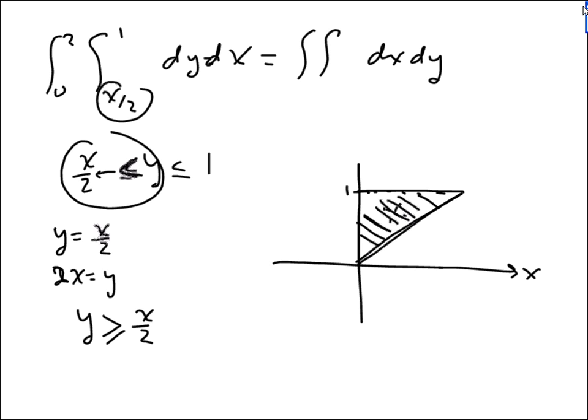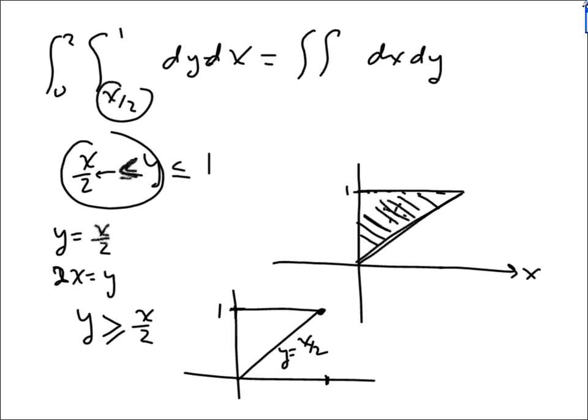And we want to change the order of integration. Well, let me draw this again, please. This is y equals x over 2. This is 1. So this x value right here should be 2, because 2 over 2 gives you 1. And the y value right here is 1. x is 2, y is 1.